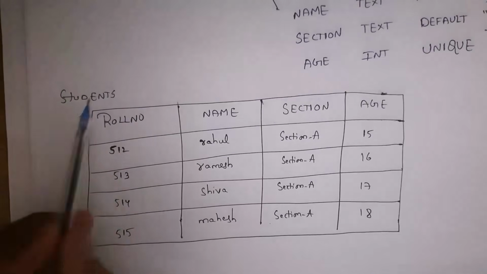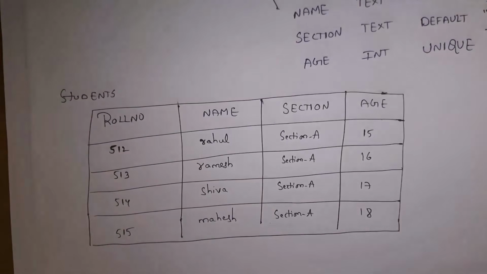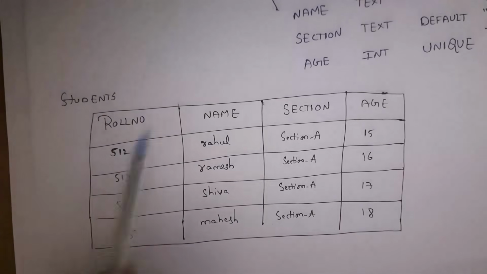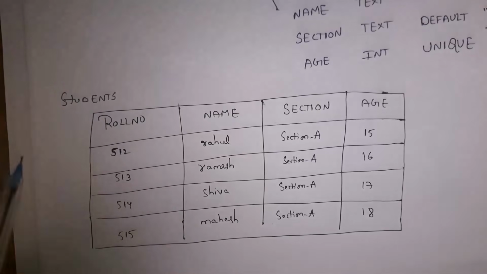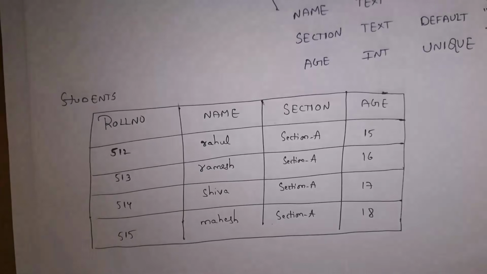For example, if you consider the roll number column, definitely we will give different roll numbers for each student. We cannot give the same roll numbers. If any column contains unique values, then you can set that column as primary key. Primary is nothing but main key. If you set primary key for the roll number column, then this roll number column acts as the main column.